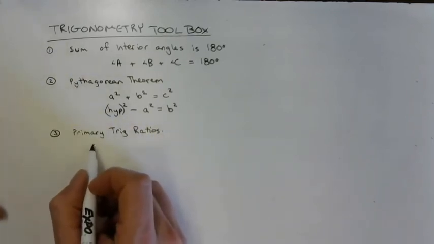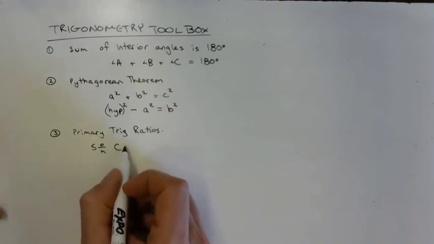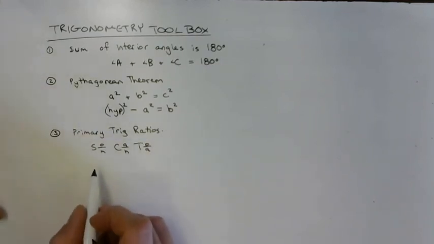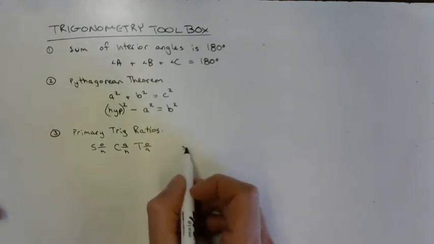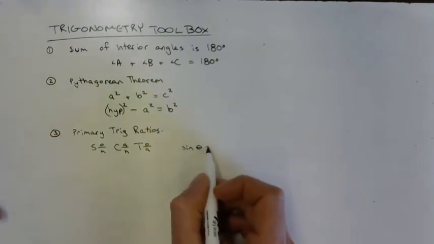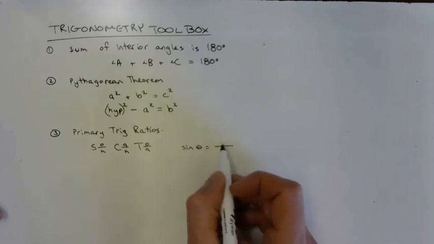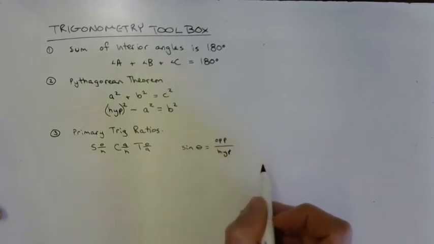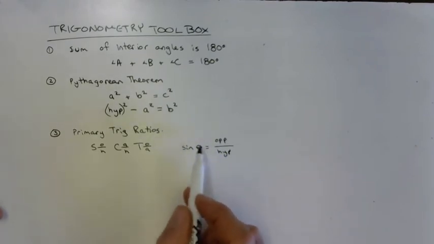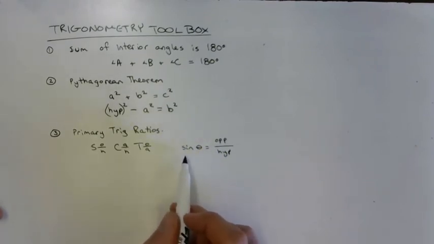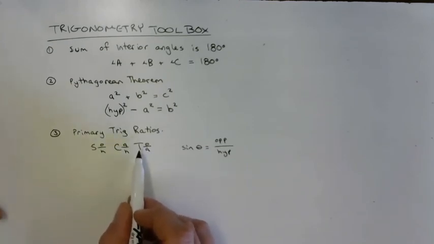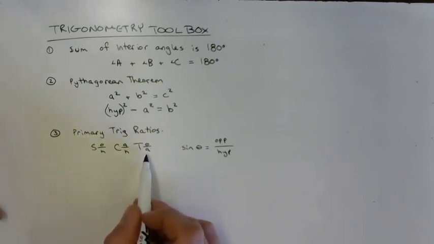This is SOHCAHTOA, which tells us that the sine of angle theta is equal to the ratio of the length of the opposite side over the length of the hypotenuse side. I don't need to write all of them, do I? No. The next one's the same. Cosine of theta is adjacent over hypotenuse. Tangent of theta is equal to the ratio of opposite over adjacent, okay?